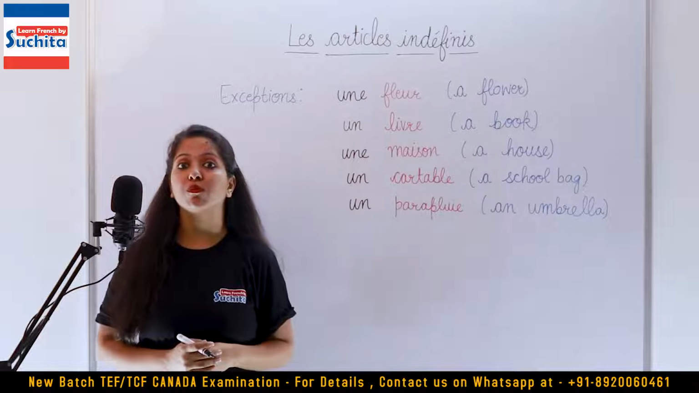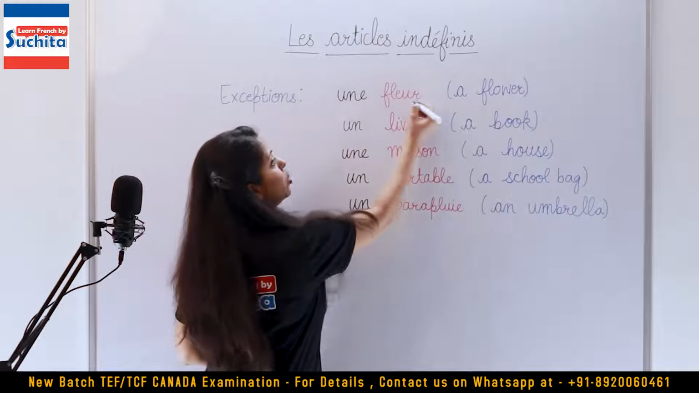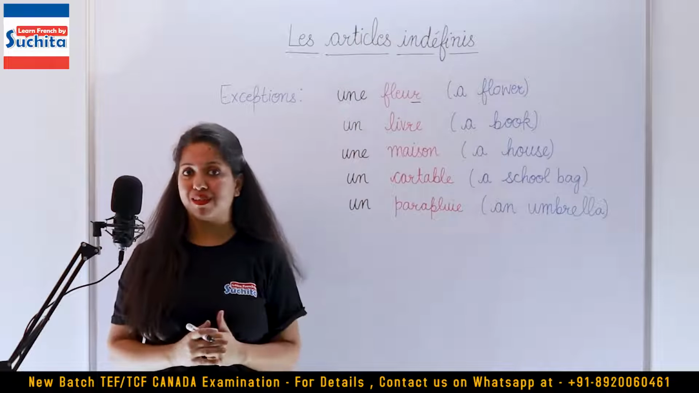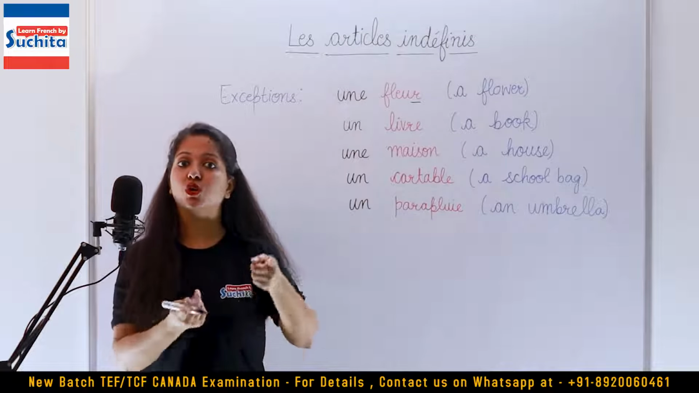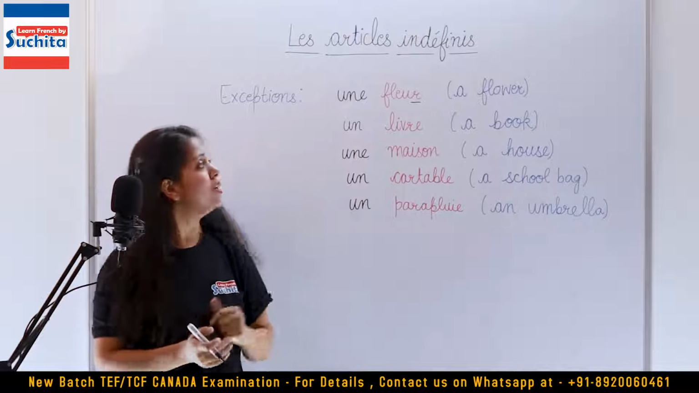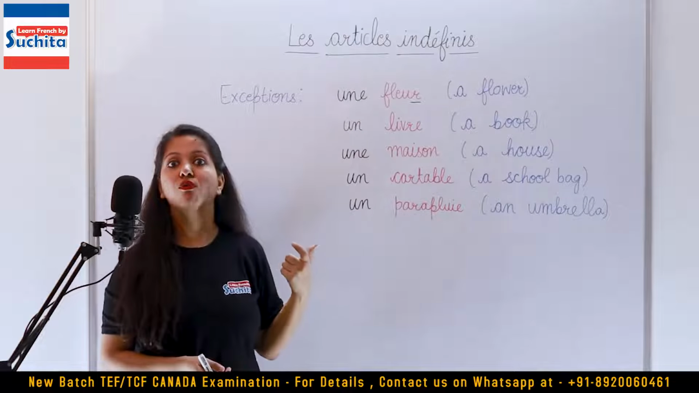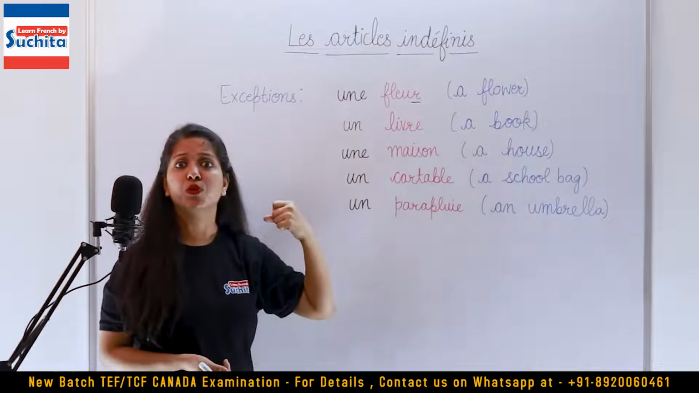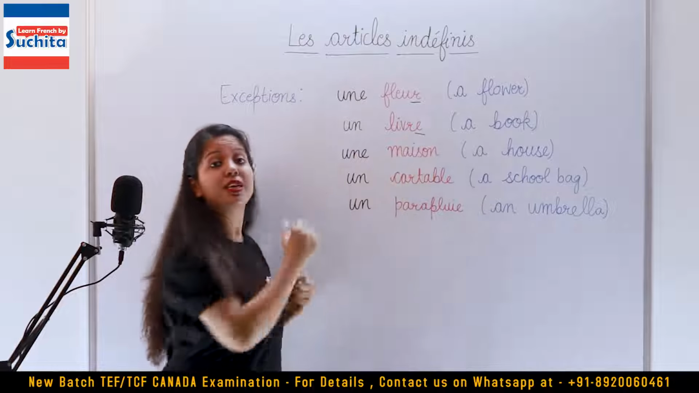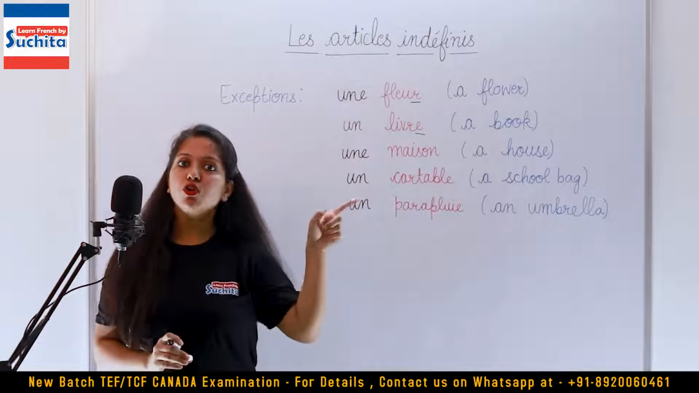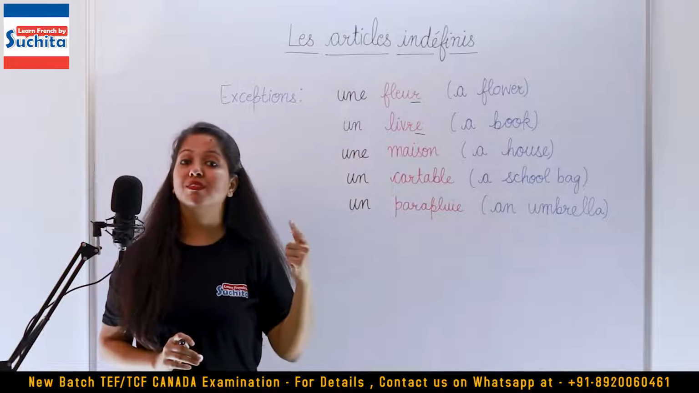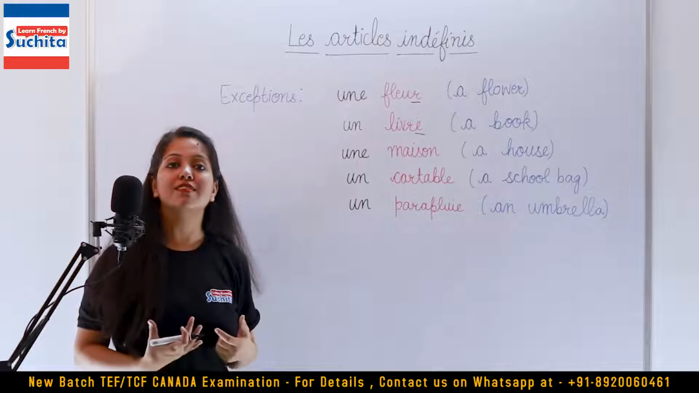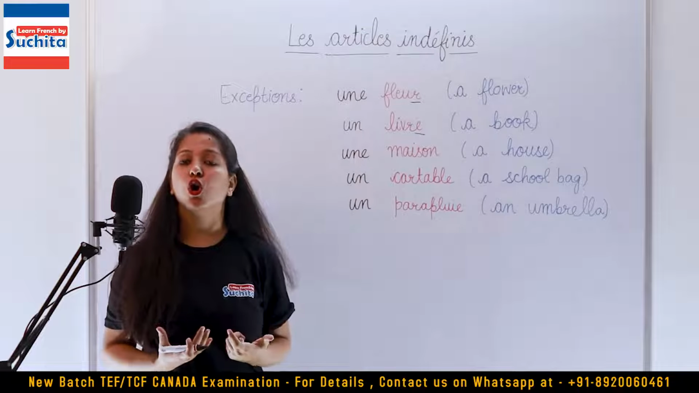Fleur. Fleur, that means flower. Now, it is not ending with E. According to the normal rule, this word should have been masculine. But since it is an exception, the rule will become opposite. So it will be une fleur. Une fleur. So it's feminine. A flower. Livre. Now look at the word livre. It is ending with E. According to the normal rule, it should have been feminine. But since it is an exception, the rule will become opposite and it will become masculine. So it is un livre. Un livre, which means a book.